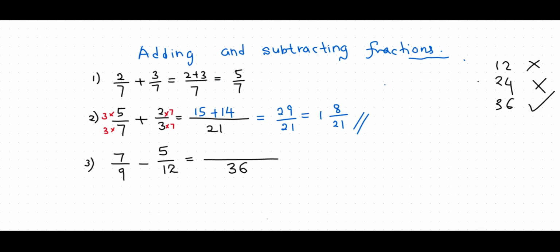Then 9 times 4 gives us 36. 12 times 3 is 36. 7 times 4, 28, minus 5 times 3, 15. Subtract the numerators. 13 over 36. We can't simplify it further. This is a proper fraction. Next one. 2 3 over 5 plus 1 1 over 8. Add two mixed numbers.